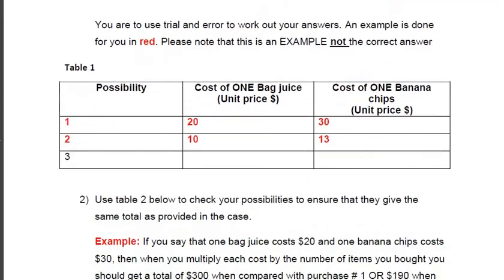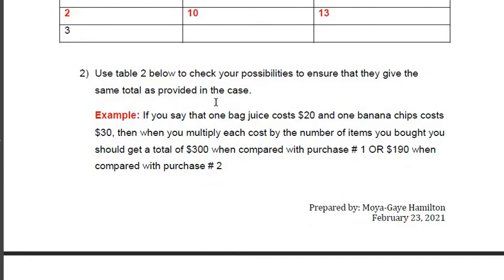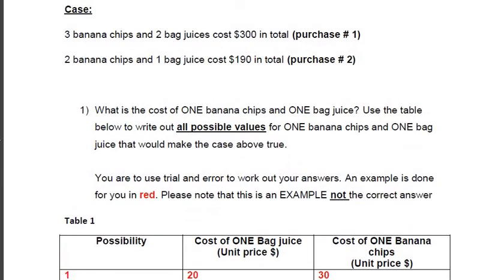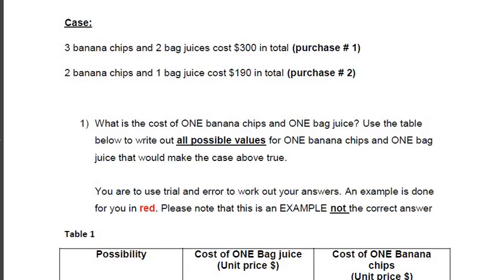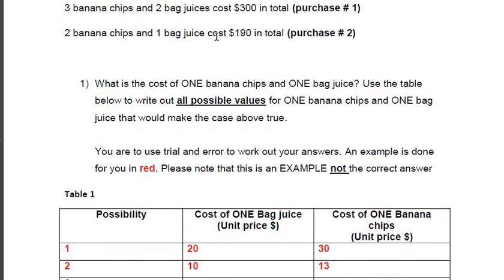So after you write down your possible values, part 2 is saying that we should check your possibilities to ensure that they give the same total as provided in the case. What do I mean by that? If 1 bag juice costs $20, based on the case here, that means 2 bag juices would cost what? $40. And if 1 banana chips costs $30, that means 3 banana chips would cost what? $90. 3 times 30, $90. And if I add the $90 and the $40 together, I should get $300 if my guesswork was true.